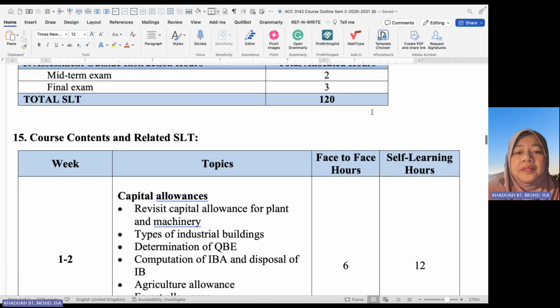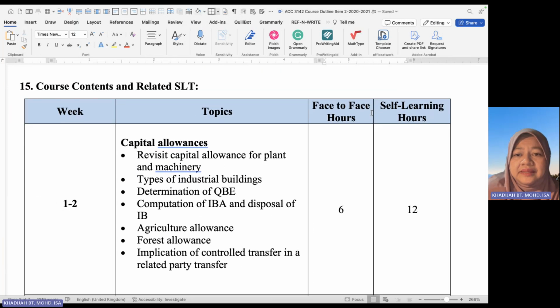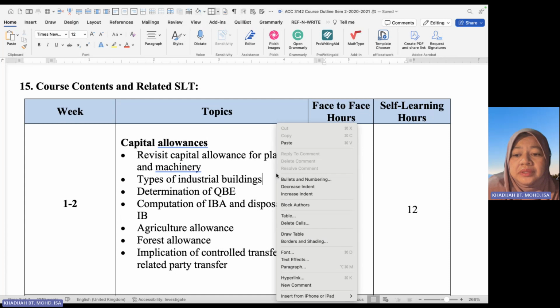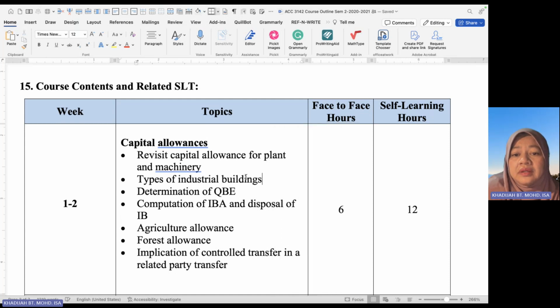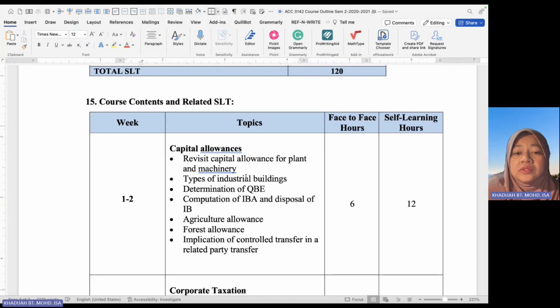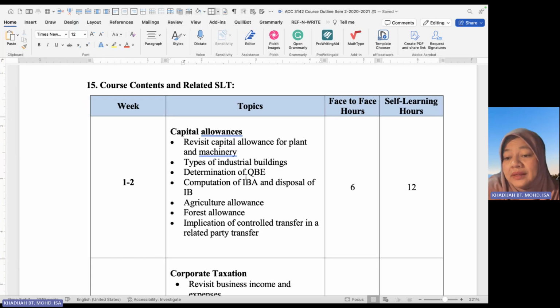Okay, let's look into the topic that we have, as I mentioned earlier. Remember that we are going to do the tax computation for your company. So remember you have to go back to your business income, your business expenses, and capital allowance, all this in order for you to compute your chargeable income. But the first 2 weeks, we're going to look into capital allowances.